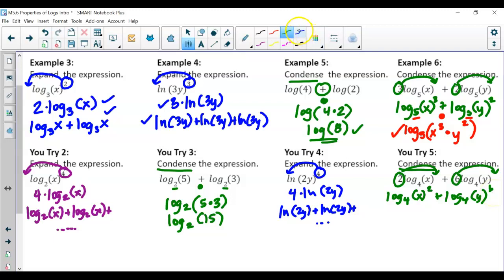Now we can write this as 1 log too, right? Because the bases are the same. So this is log base 4. Then we're adding, so multiply. x squared times y to the 6th. Now, can we combine? No, because the bases are different. So this is your 1 log.